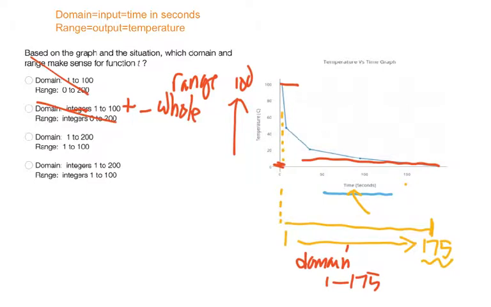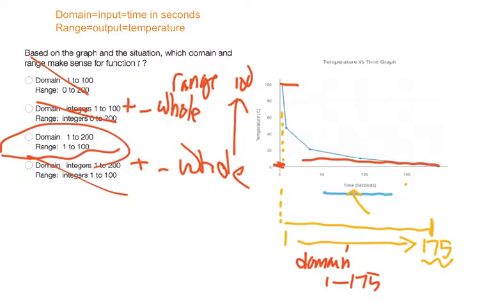So, okay, I'm going to look at the last one. Integers, 1 to 200. No, remember integers are positive or negative whole numbers. No, because I could have fractional. So it's not that one. So it's this one right there. So that is how you read the graph. And you have to read the graph very, very carefully. All right, great job.